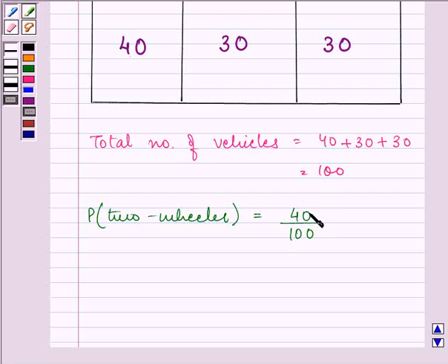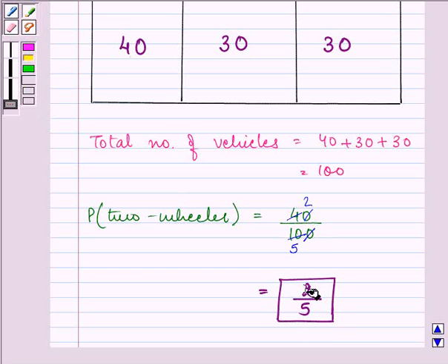So on simplifying it, we have the answer equals 2 by 5. Right, so this is the answer to the activity that was given to us.